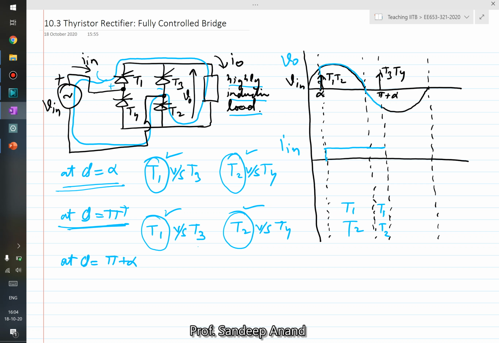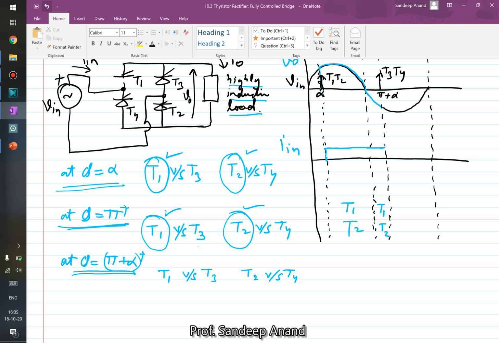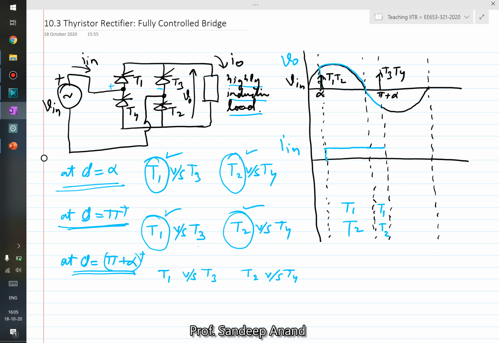Now what happens subsequently at theta equal to pi plus alpha? At theta equal to pi plus alpha, we can again compare among the devices and see which one would conduct, right? Just before pi plus alpha, T1 was conducting. At pi plus alpha we have given a pulse to T3. So now potentially either of them can conduct depending on their anode potential. So which one will have a higher anode potential in this case? You see the input voltage has already become negative, and therefore the anode potential would be higher for T3 rather than T1. Why? Because the input has reversed. So therefore T3 would be the one conducting instead of T1.